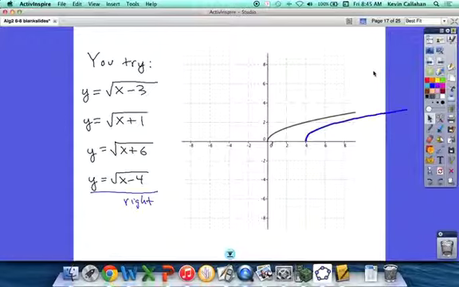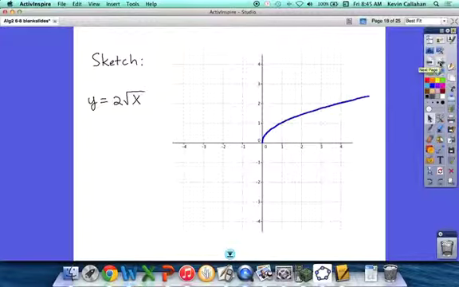Okay. So that was up, down, left, and right. We did all that. This one is one that we don't see a lot of, but what happens to a graph when you multiply it by a number? If I multiply it by a number bigger than 1, what do we call that?